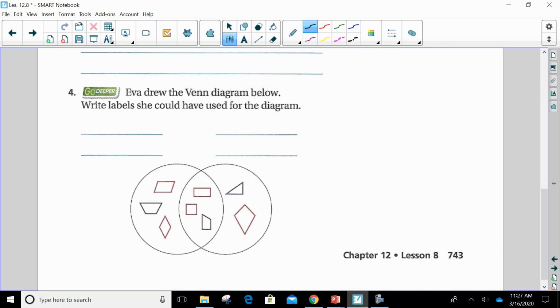Okay, we're going to number 4. Eva drew the Venn diagram below. Write the label she could have used for the diagram. Okay, so let's look at that. We have right here, this circle. What do all of those have in common? They're all four-sided shapes. Okay, I could say they're four-sided shapes, couldn't I? Because all of them are four-sided. They're quadrilaterals.